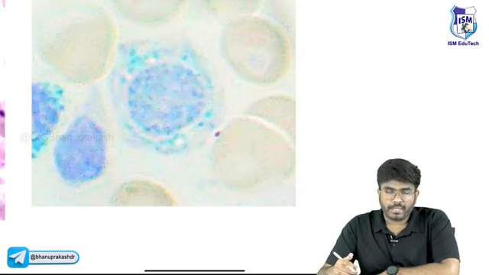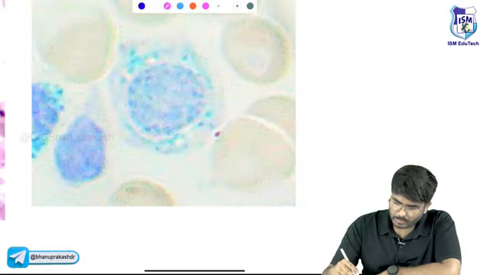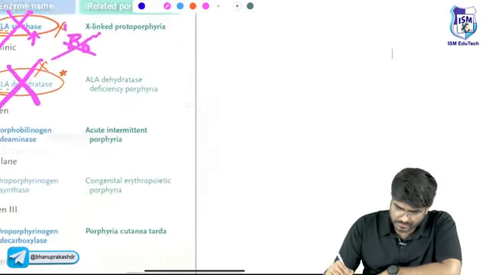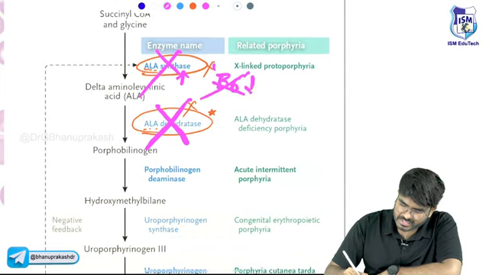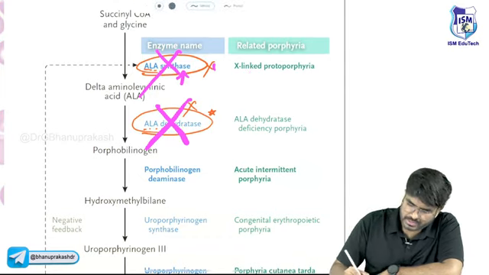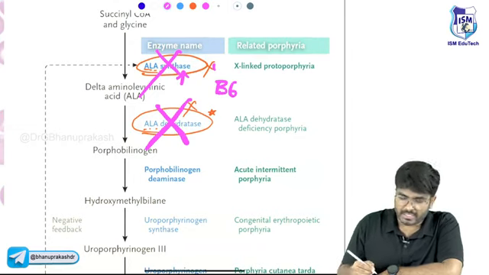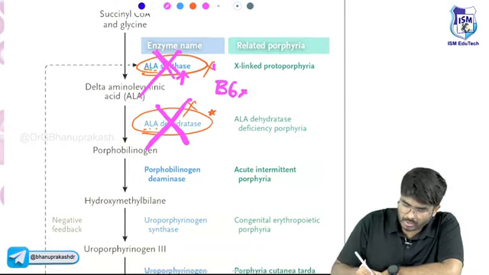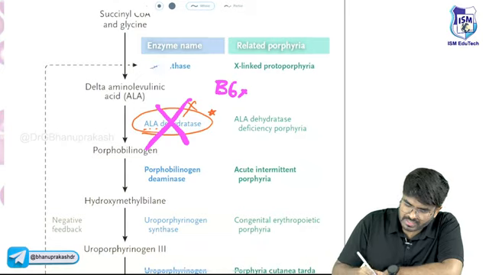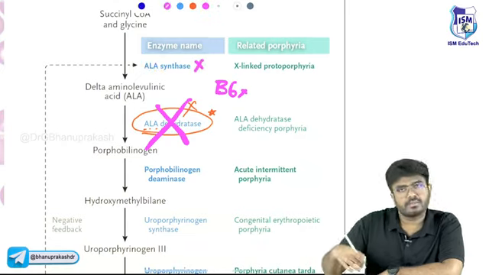The sideroblastic anemia can be seen in a patient who is having B6 deficiency. Just now I have explained that B6 deficiency can cause sideroblastic anemia, because when B6 is not there, aminolevulinic acid synthase is not functioning.